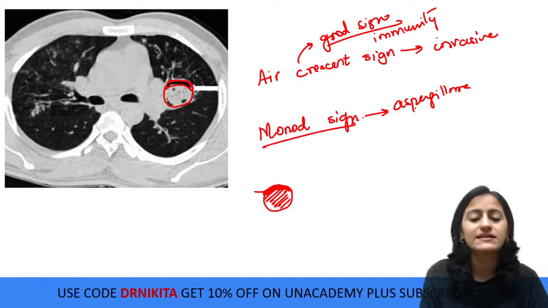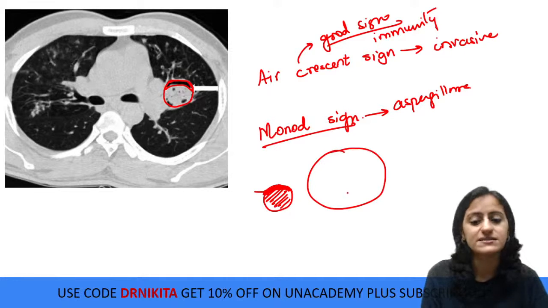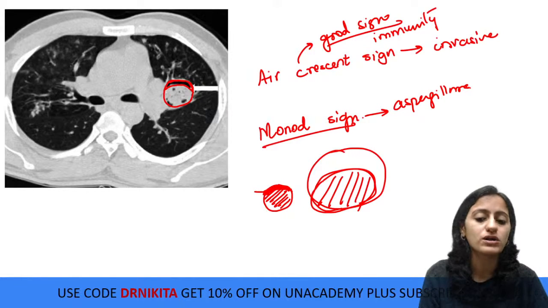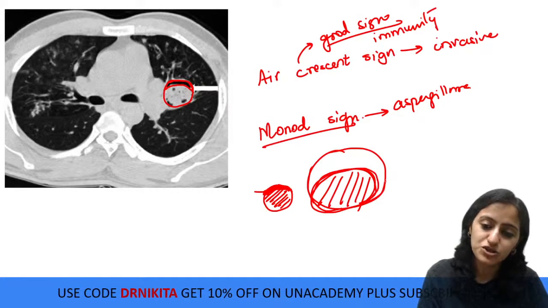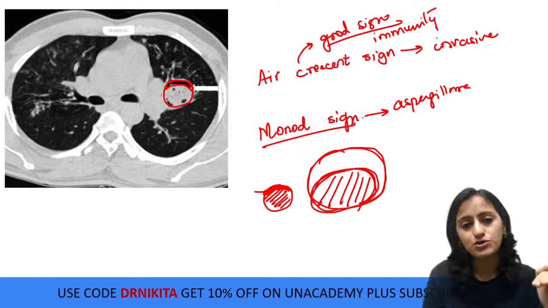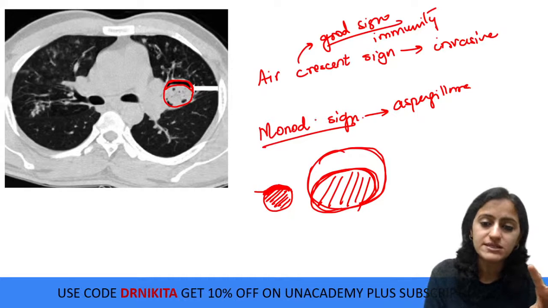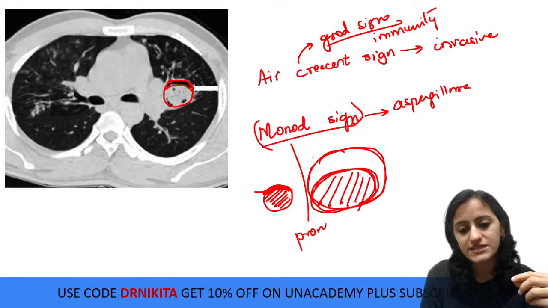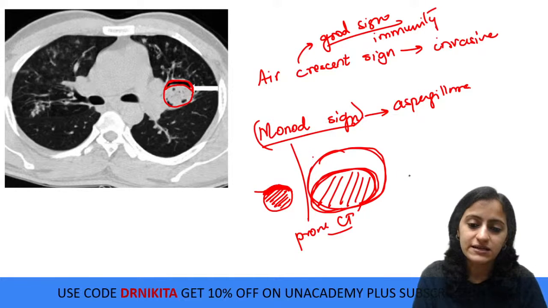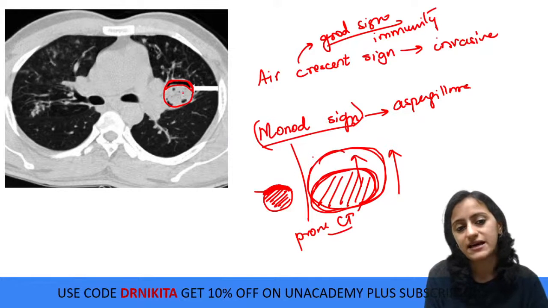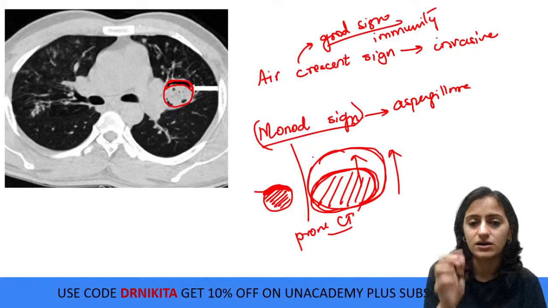While the Monad sign is in aspergilloma, so you have a pre-existing cavity like a TB cavity, and in this there is a fungal ball coming and surrounding that, which also looks like the air crescent. That is your Monad sign. So how do we differentiate between the two? For your Monad sign in aspergilloma, if you do a prone CT, this fungal ball will move to the dependent part. While in your air crescent sign, of recovering angio-invasive aspergillosis, this is not a mobile thing.